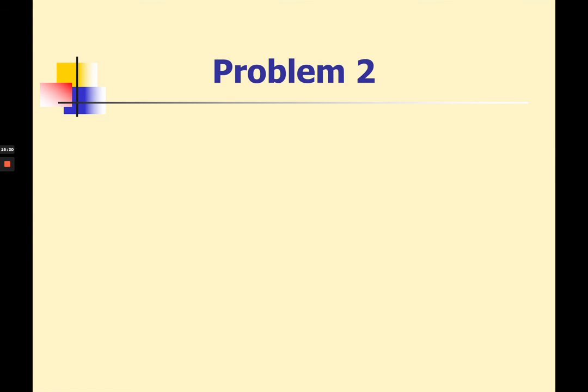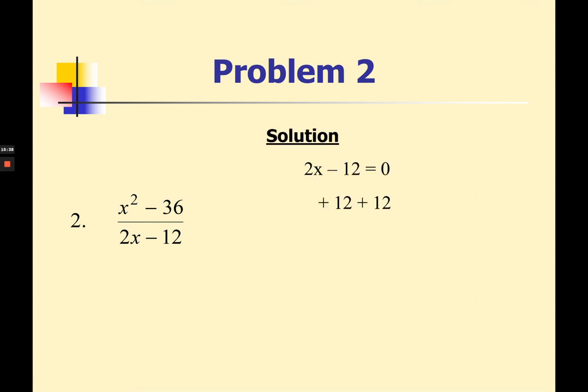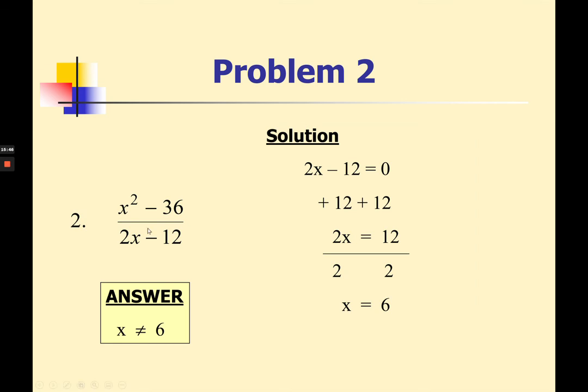Next, number 2. Here we need to do a little work. We will equate 2x minus 12 to 0. Add 12 to both sides. You have 2x is equal to 12. Divide both sides by 2. x is 6. Therefore, x cannot be 6 or the rational expression becomes undefined.